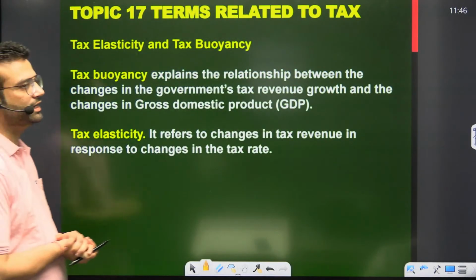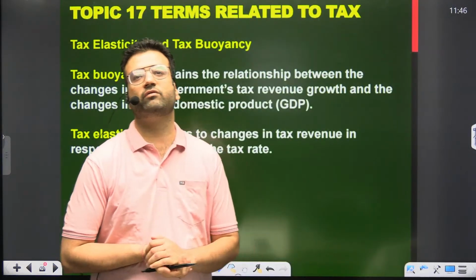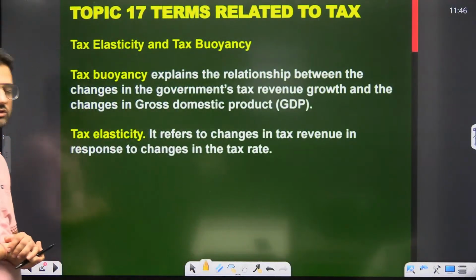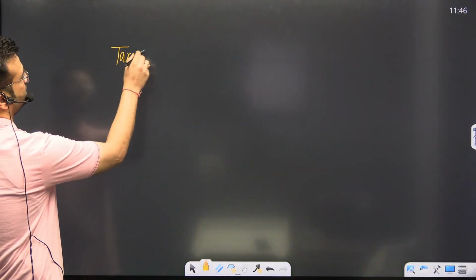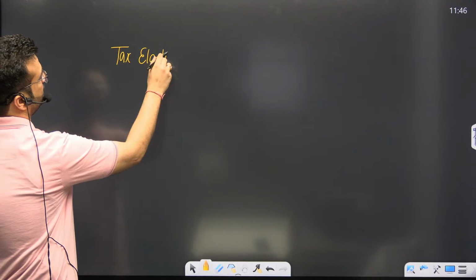Terms related to tax. What is tax elasticity and what is tax buoyancy? This is also very important. Tax elasticity versus tax buoyancy. Now, what is tax elasticity?